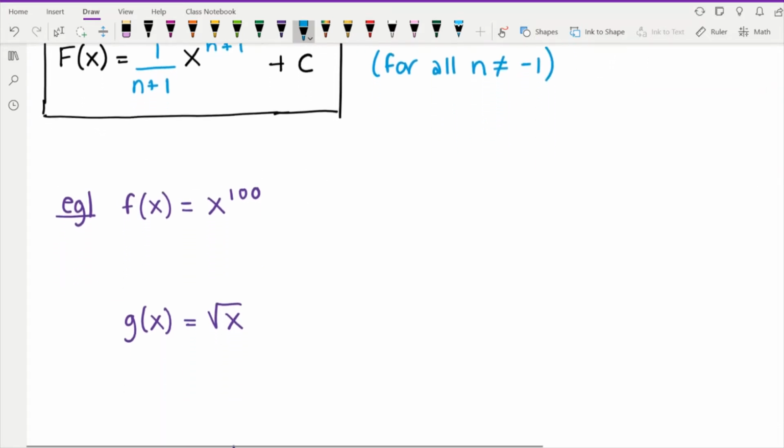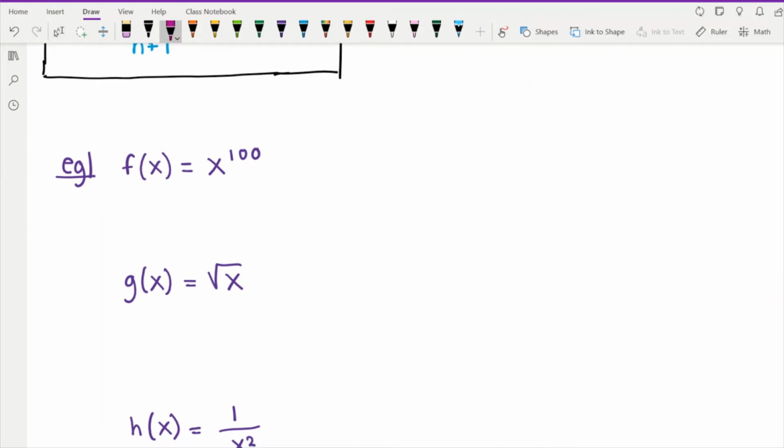Okay, so let's see how this works in some examples. For example, if our original function is f of x equals x to the 100, well, that means that the antiderivative is going to be, so I like to start by first finding the new exponent. The new exponent is going to be the original exponent plus 1, so that's 101. And then the coefficient is just going to be 1 over 101. And then we have plus c. So if you took the derivative of this, you would get 1 times x to the 100, which is what our original function is.